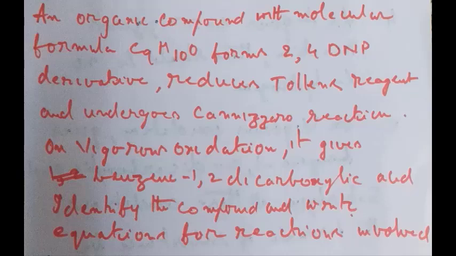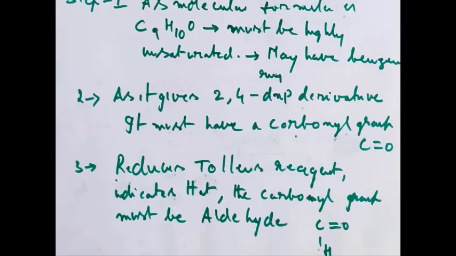Now let us do this. In step 1, as molecular formula is C9H10O, it must be highly unsaturated. It may have a benzene ring. As it gives 2,4-DNP derivative, it must have a carbonyl group, that is C=O. As it reduces Tollens reagent, indicating that the carbonyl group present, it must be an aldehyde group, that is CHO.